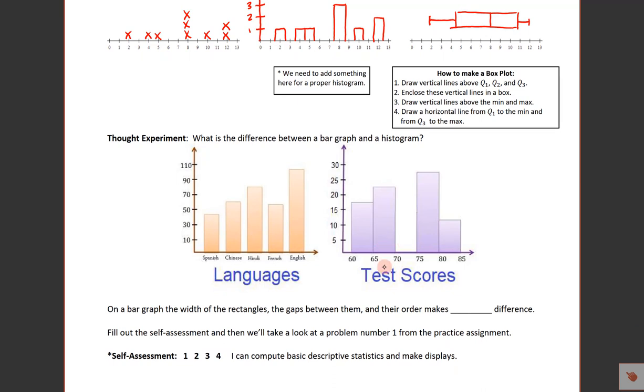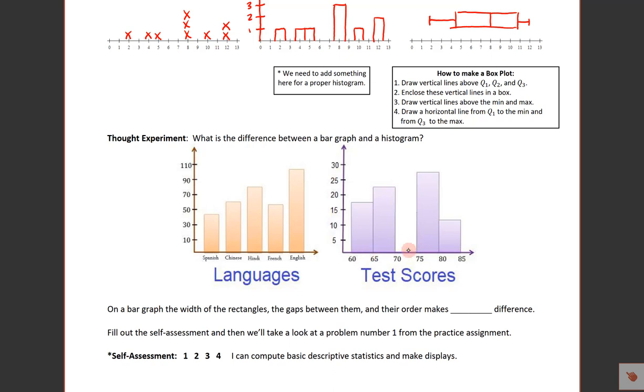Well, there is a huge difference between a bar graph and a histogram, and here are some of them. When we deal with a bar graph, the size of the rectangles, how wide they are, doesn't make any difference, and the gaps in between don't make any difference. Right here, when we go from 60 to 65, that means our little interval for that class or that bin or whatever you want to call it, that's from 60 to 65.